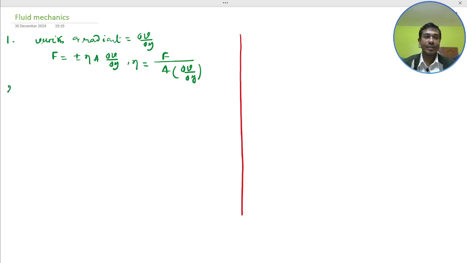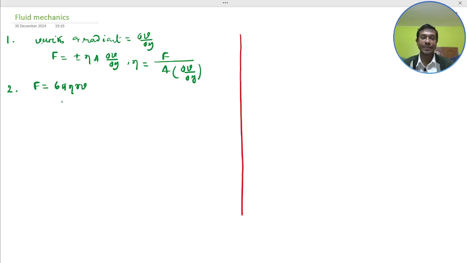And next one is Stokes' law. If a spherical body of radius r moves at a speed v in a liquid of viscosity eta, the force acting on the body that depends on r, v and eta is written as F equal to 6 pi eta r v.